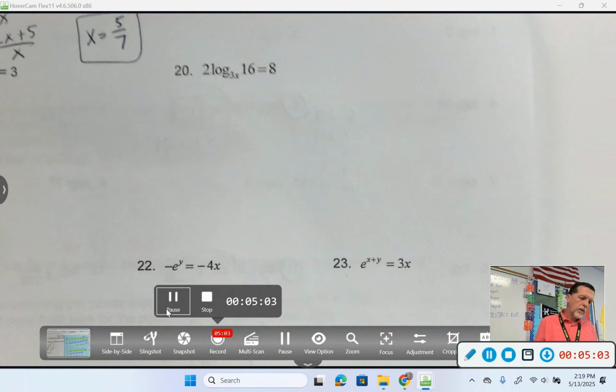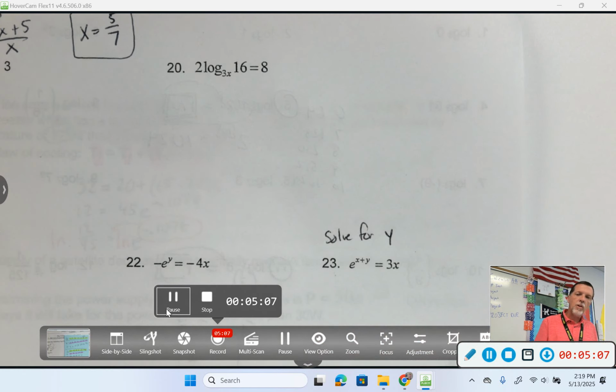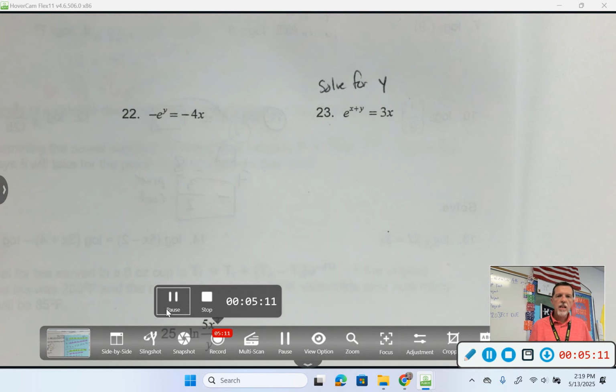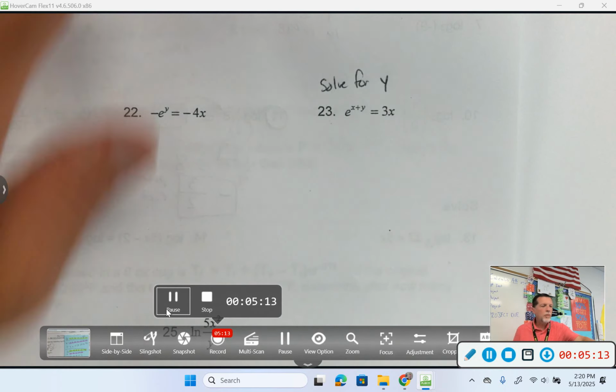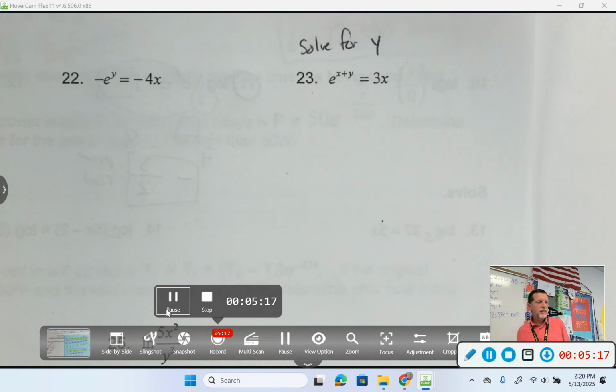Jump down to 23. Solve for y. Thoughts on what we do first on 23 to start to get y by itself? Natural log. Y is in the exponent. We don't want it in the exponent. So if we natural log both sides, that x plus y can come down front.